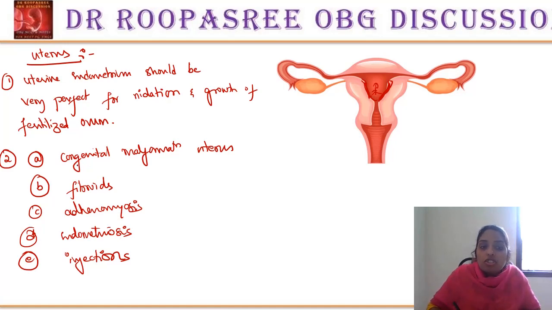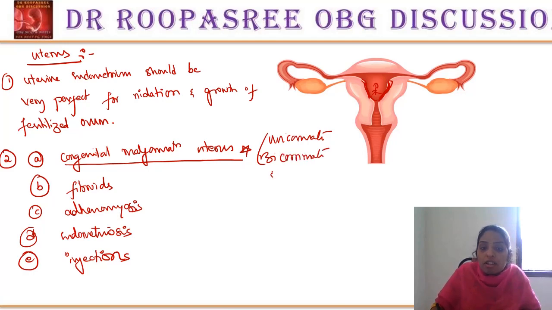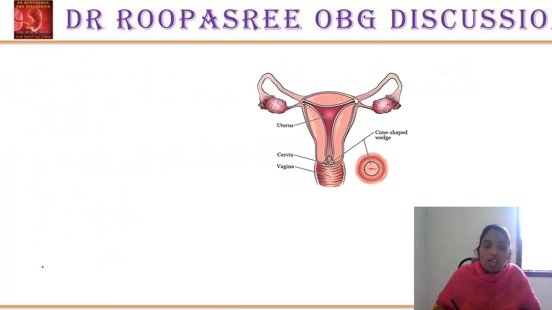So uterine malformations are the most important causes of infertility. In that it may be unicornuate, bicornuate, or septate uterus, which may result in infertility. There may be fibroids, adenomyosis. With a fibroid here, the baby can't grow inside because it will be compressing. So adenomyosis, endometriosis and infections may result in infertility.